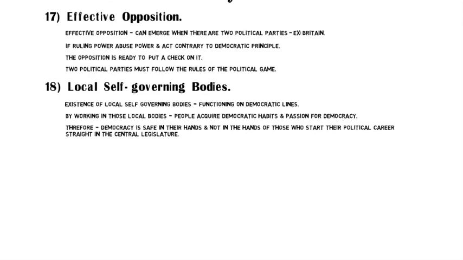So by working in those local bodies, people can always acquire democratic habits and a passion for democracy. And once they acquire those democratic habits and passion for democracy, it will eventually help them at a later stage as and when they reach the national level. And therefore democracy is safe in their hands and not in the hands of those who just start their political career directly at the center.